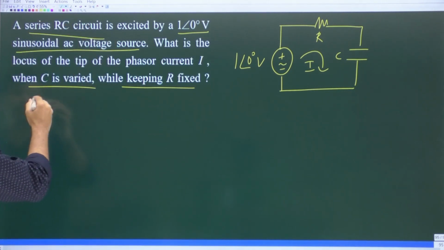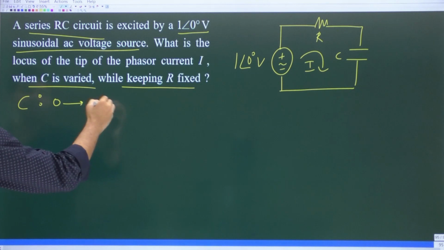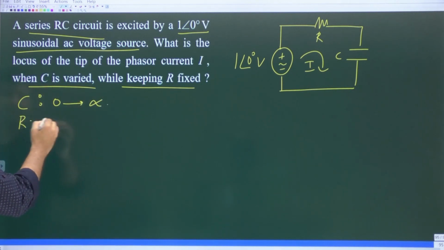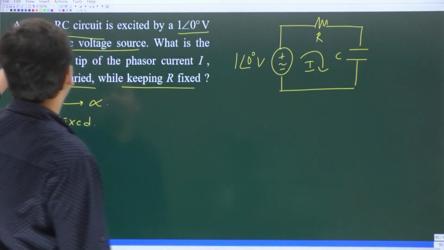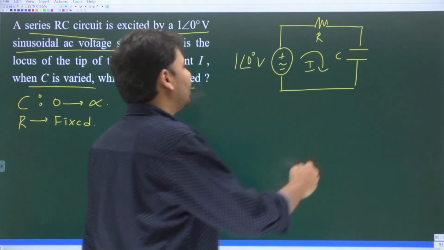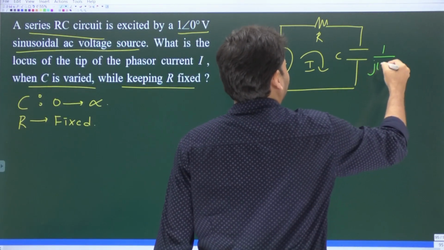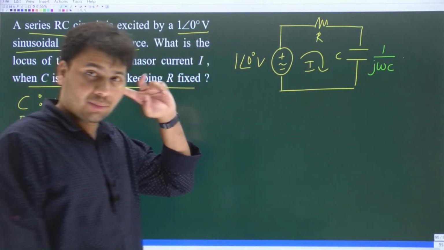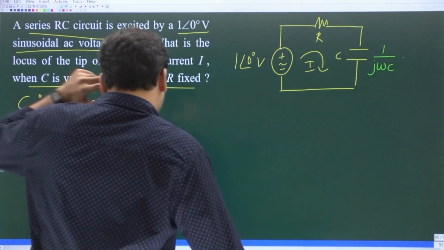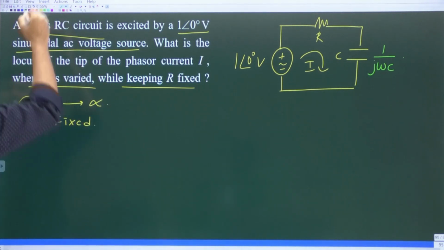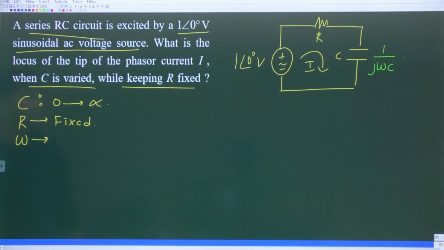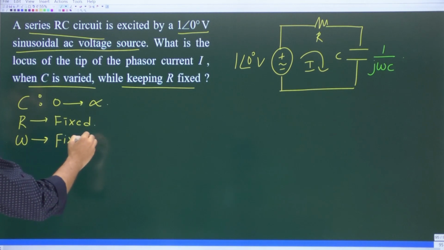So now also it is understood that C is being varied from 0 to infinity. The value of R is fixed. Again, you should do the analysis in the phasor domain. In the phasor domain, the capacitor becomes an impedance of value 1 by j omega C. And by the way, the frequency of the source is also fixed. So what is being varied? It is only the capacitance value that is varied from 0 to infinity. Everything else will remain constant, and that includes the frequency of the source.